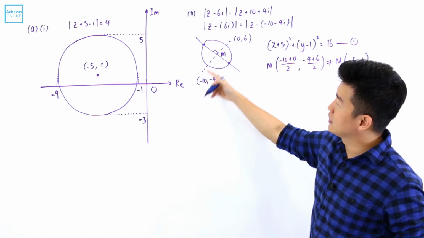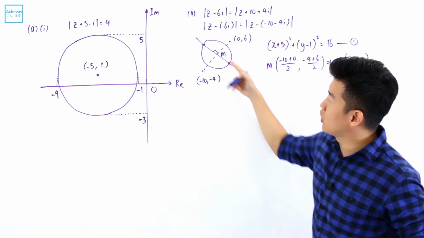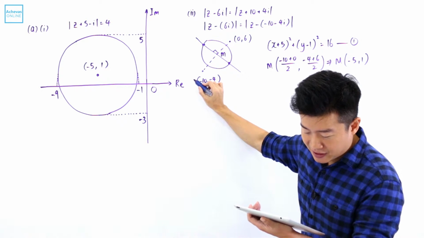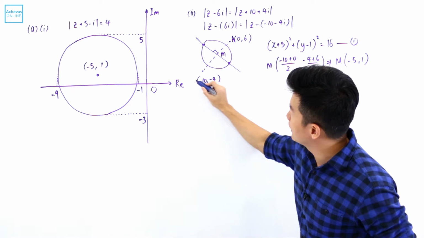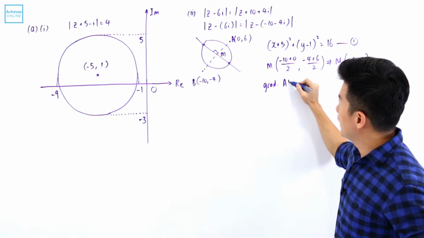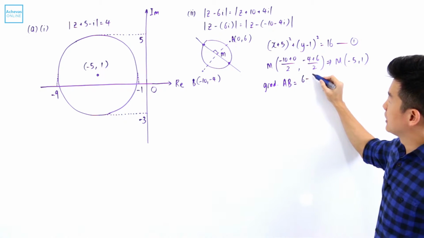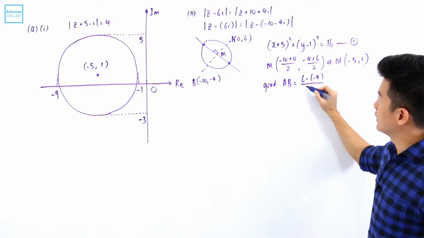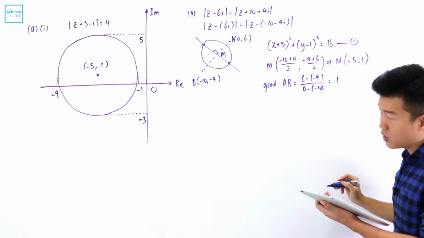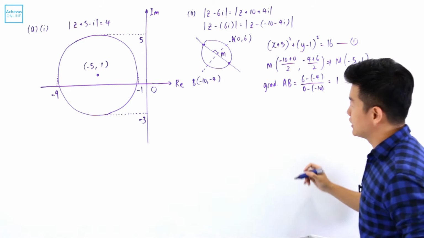I'm going to also find the gradient between these 2 points, which can help me to deduce the gradient of the perpendicular bisector. If I call this point A, and this point B, that means the gradient of AB is going to be equal to 6 minus minus 4 divided by 0 minus minus 10, and this is going to be equal to 1, which means that the gradient of the perpendicular bisector is going to be minus 1.